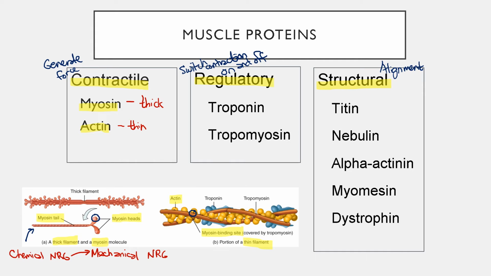Now there are smaller amounts of two regulatory proteins, troponin and tropomyosin, and these are also going to be parts of the thin filaments. So we can see them in this picture here. In relaxed muscle, myosin is blocked from binding to actin because tropomyosin covers those myosin binding sites on actin. So tropomyosin is going to be like this long orange strand that we can see here, and it's blocking those myosin binding sites on actin. So this is going to be in relaxed muscle.